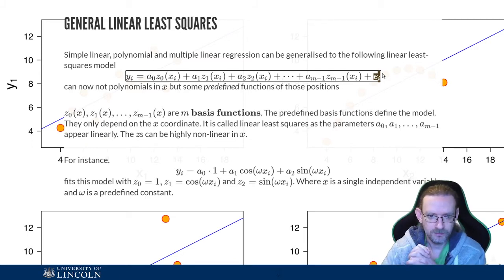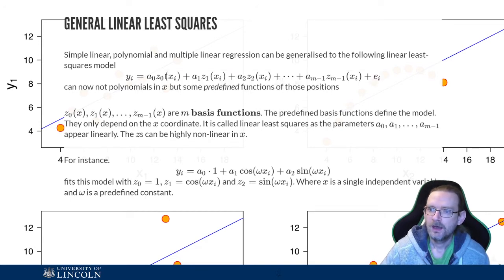As I say, that can be genuine noise, or it can be that our model isn't capturing the underlying processes that are going on. And I'll refer to these things, these z, that depend on the independent variable as basis functions. And in general, we're going to have n data points and m basis functions.